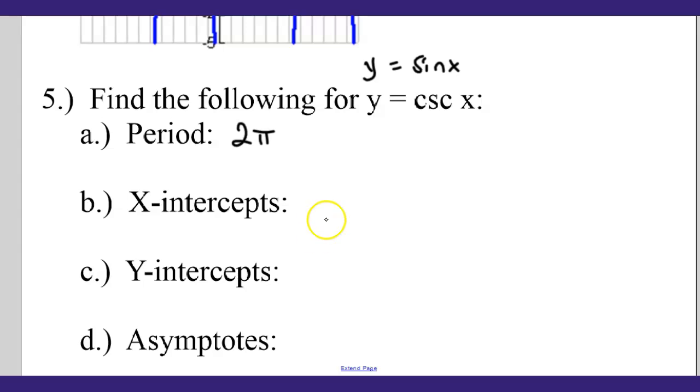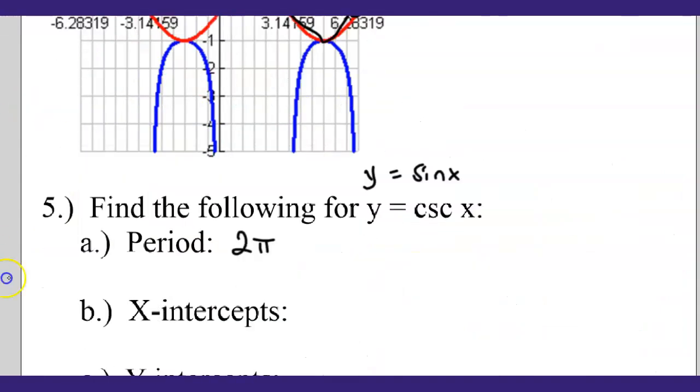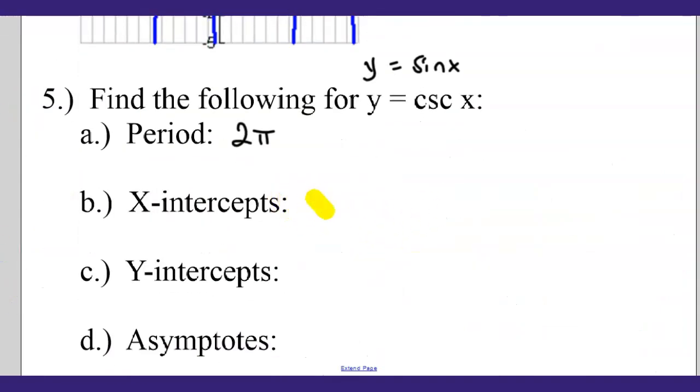Next, we have the x-intercepts. If you look back at the graph, none of these points touch the x-axis. So none of those touch that x-axis, so there are no x-intercepts. If you also look, it never touches the y-intercept either, because the y-intercept is an asymptote. Cosecant never touches any axis, so there are none, and none.